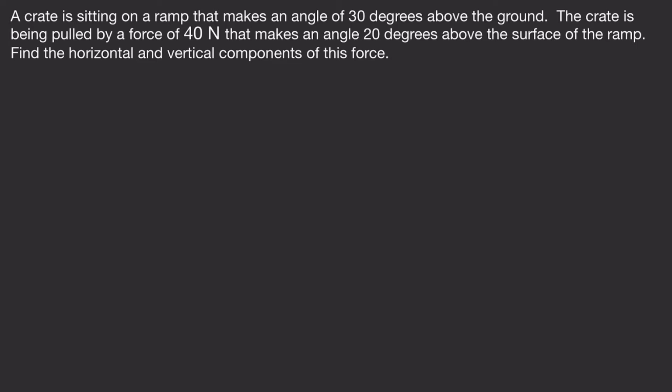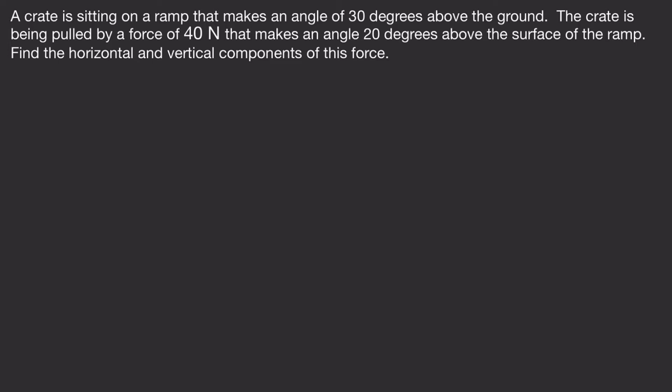So in this first problem, we have a crate sitting on a ramp that makes an angle of 30 degrees above the ground. The crate is being pulled by a force that is 40 newtons and makes an angle 20 degrees above the surface of the ramp. And we're asked to find the horizontal and vertical components of this force.